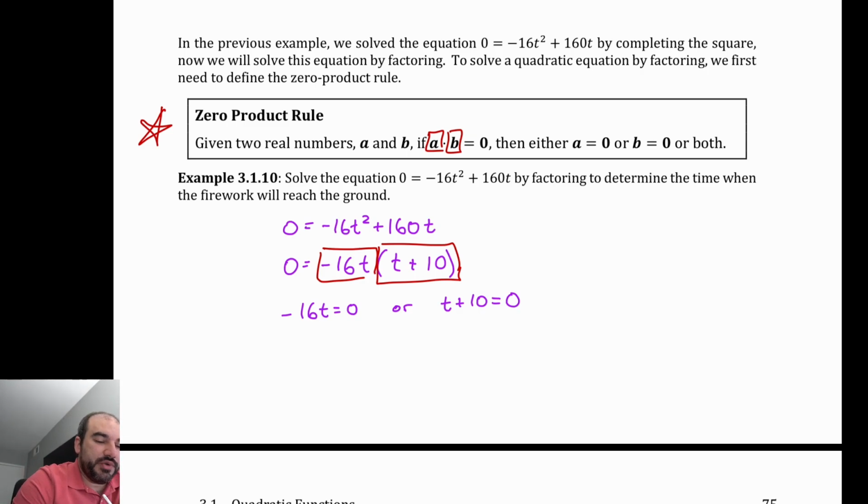Right, so we take the two things that are multiplied together, we set each one of them equal to 0, and then we solve each one. They should be pretty simple to solve after this point. We can divide by negative 16 on the first one, both sides. And then on the other one, we're going to subtract 10 from both sides.